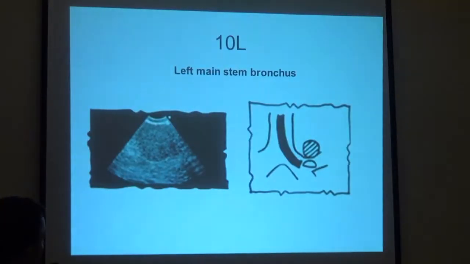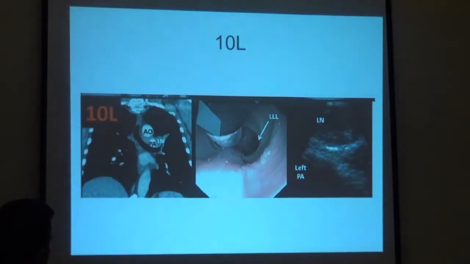The 10L is similar, you just need to go in the left main stem. And again, no landmark. As long as you're past the pulmonary artery, you may be able to see the pulmonary artery on your way, and then slide past it, and now you know. But that's your view, there's really nothing, just lung behind it, or intestine, but no vessels to guide you. And this is the triple correlation. As you see, you went past the pulmonary artery, you're here, this is the 10L.